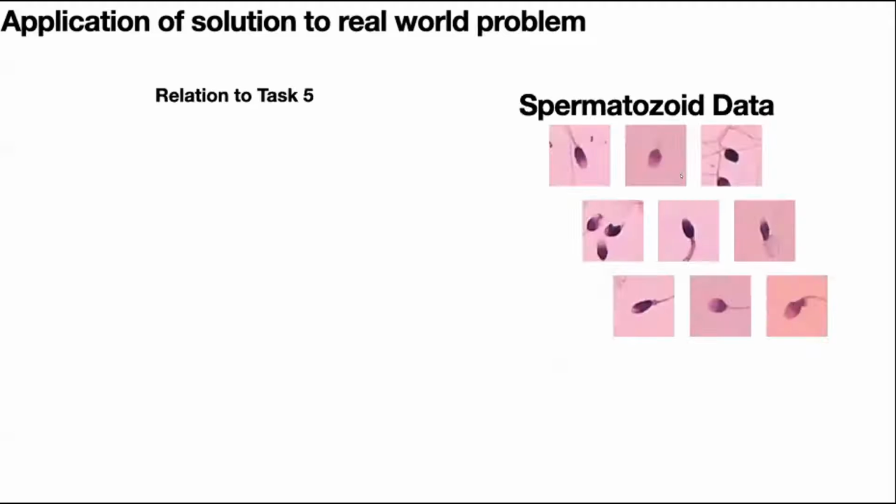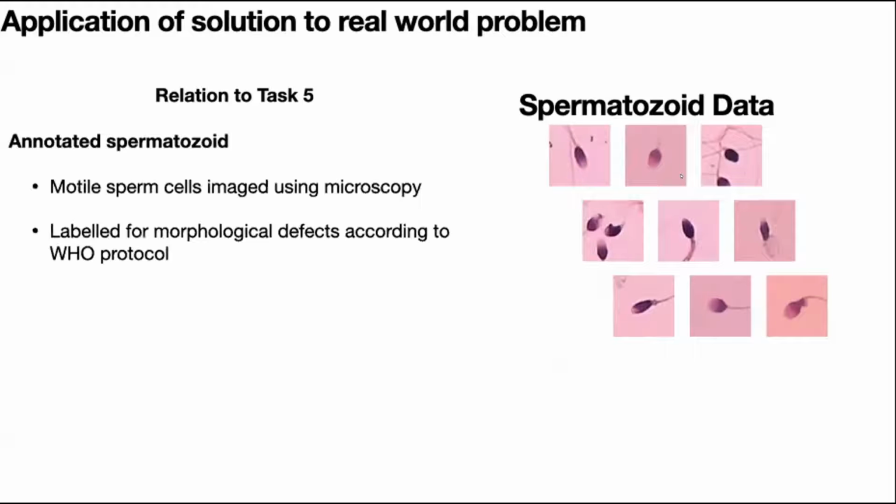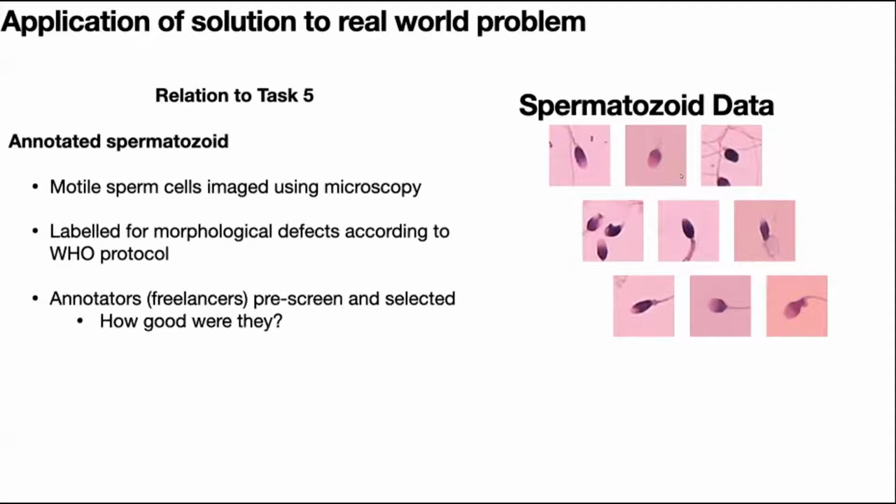The data that was provided by our mentor is a spermatozoid data set. In relation to task 5, this is an annotated data set of motile sperm cells. They were imaged using microscopy and labeled for morphological defects according to the World Health Organization protocol. And annotators, to our understanding, were freelancers. They were pre-screened and selected.